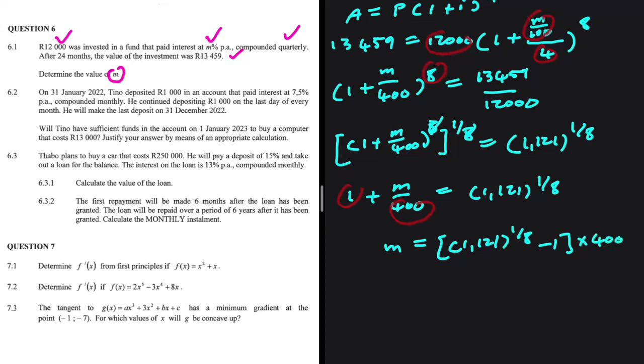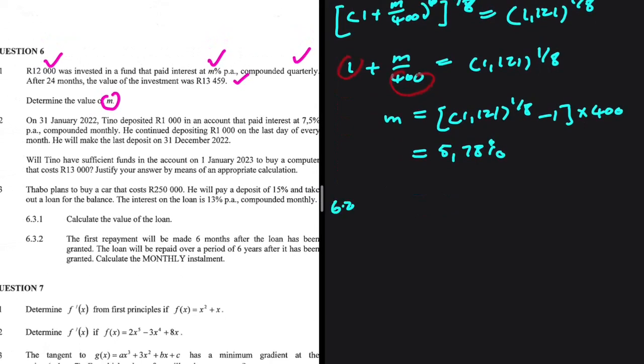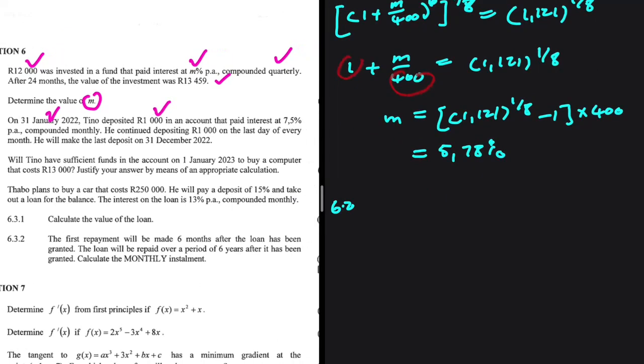That's all we need to do to find the value of m, which is equal to 5.78%. Let's go ahead and do 6.2. In 6.2, on Jan 31st, somebody deposited 1,000 in an account that paid interest at 7.5% per annum compounded monthly.